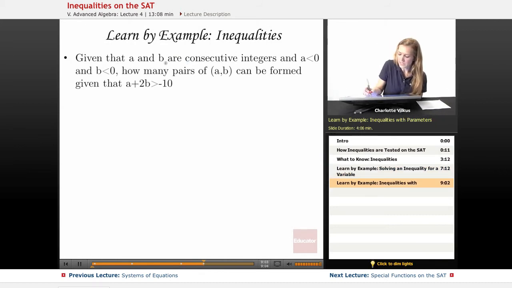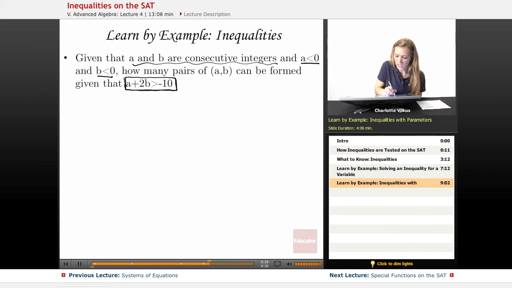We're given some parameters. We're given that a and b are consecutive integers, and a is less than 0 and b is less than 0. So both of them are negative is what that essentially means to us. We want to know how many pairs of A, B can be formed given that A plus 2B is going to be greater than negative 10.